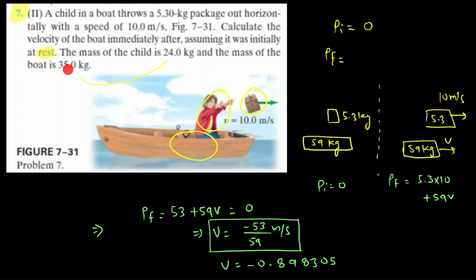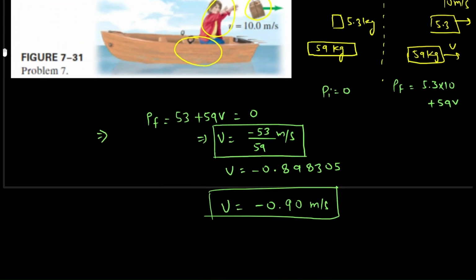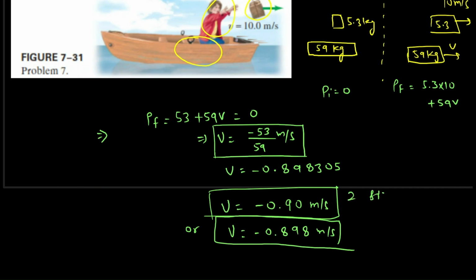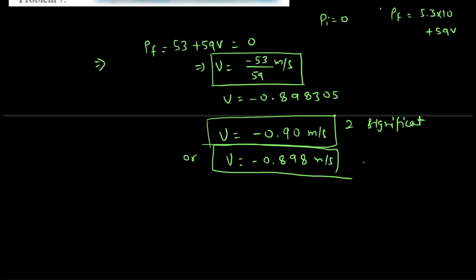Oh yeah, because it's 5.30. Correct. So ideally, this should be with three significant figures, for which we do not have any confusion. It is this. But yeah, that's a good question. Two significant places and three significant places.